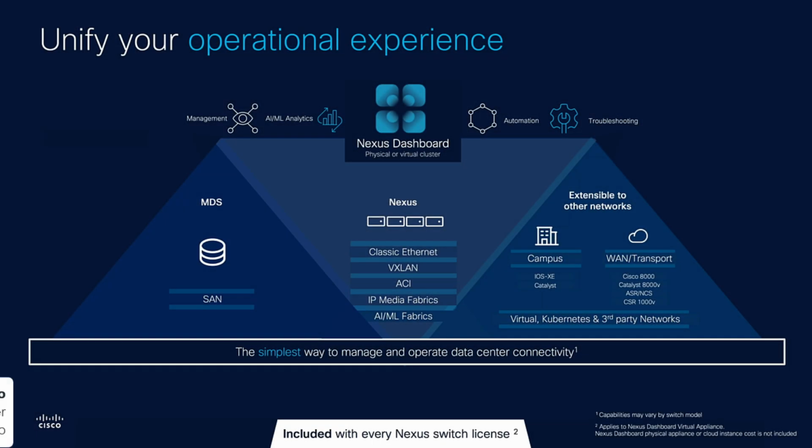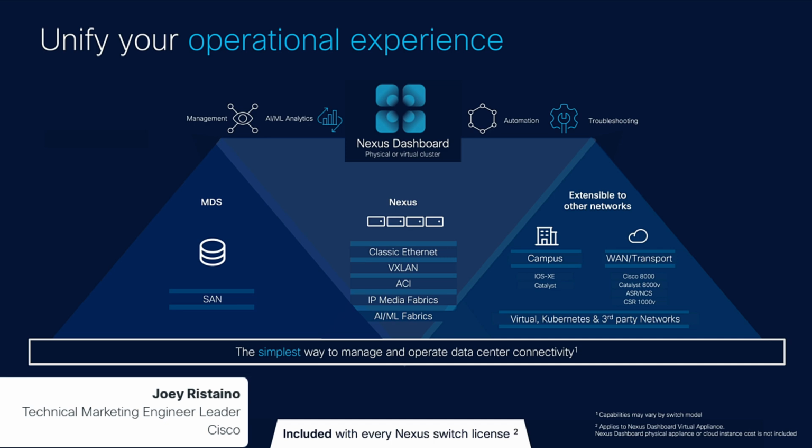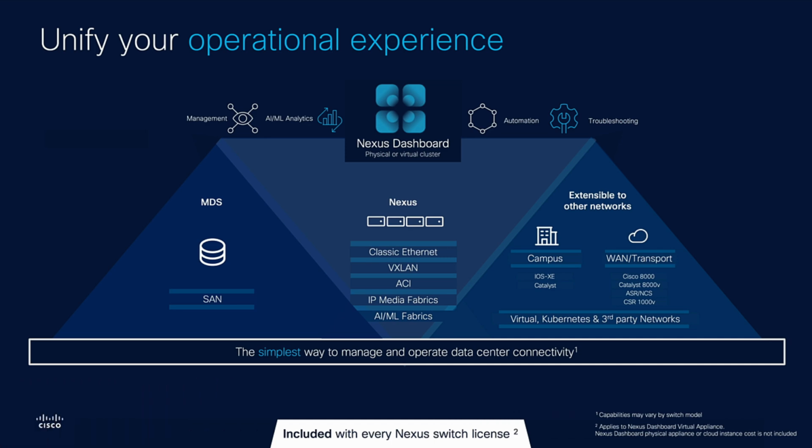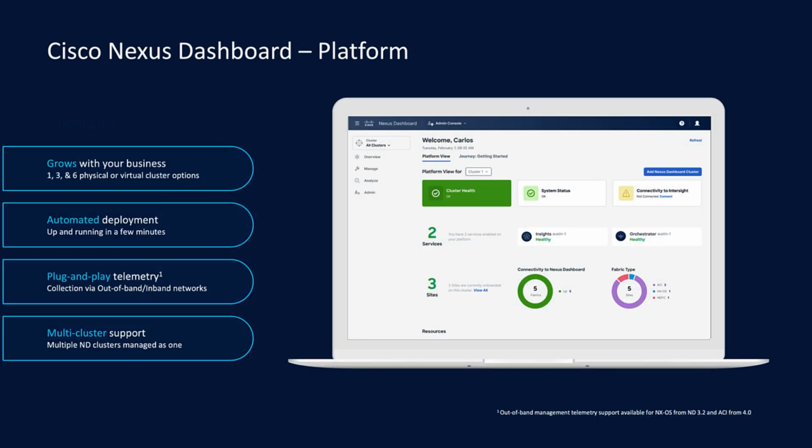In this demonstration, we will display the management, automation, analytics, and troubleshooting platform for Cisco Nexus switches called Nexus Dashboard, which is included at no additional cost with an active Nexus switch license, whether Essentials, Advantage, or Premier. Nexus Dashboard can run on 1, 3, or 6 physical or virtual appliances, supporting from 25 to 1,000 switches per cluster, depending on the cluster size. If a higher scale is needed, multi-cluster or Nexus Dashboard Federation is also supported.